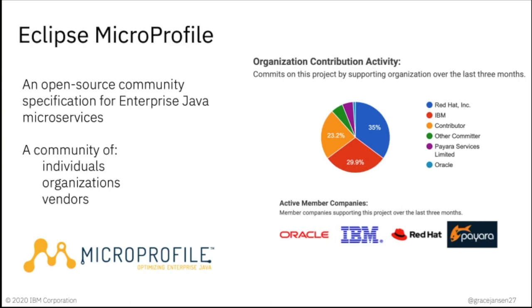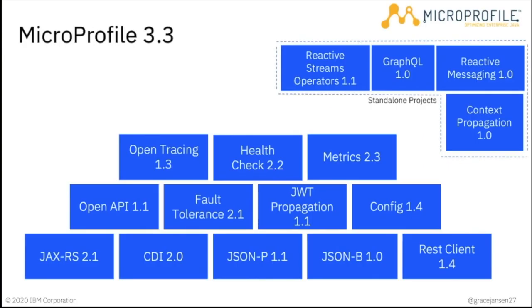So let's take a look at what MicroProfile offers us. Here is the MicroProfile 3.3 stack. The 4.0 stack is in pre-release stage, so if you want to check that out, you can find it on the MicroProfile GitHub page. But at the moment, this is the latest stack in production for MicroProfile. At the bottom, you can see this triangle shape, which is the core APIs that come with the MicroProfile stack.